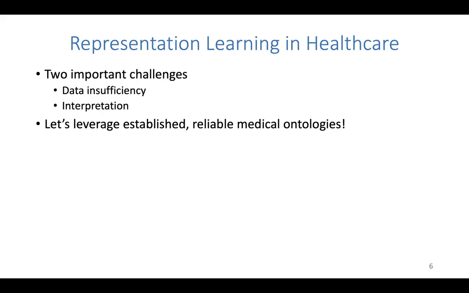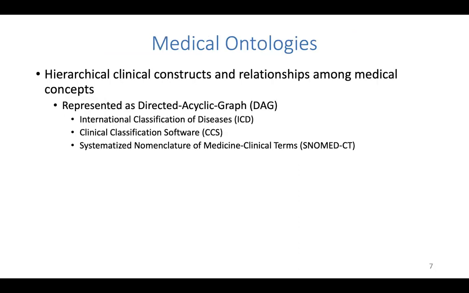To overcome these two important challenges, it's rather easy to exploit established knowledge, because what we want is for the models to learn knowledge that closely aligns with established medical knowledge. So why don't we just use established medical knowledge from the get-go? Just directly inject some amount of knowledge into the model, so that the model is kind of regularized. So let's leverage established, reliable medical ontologies.